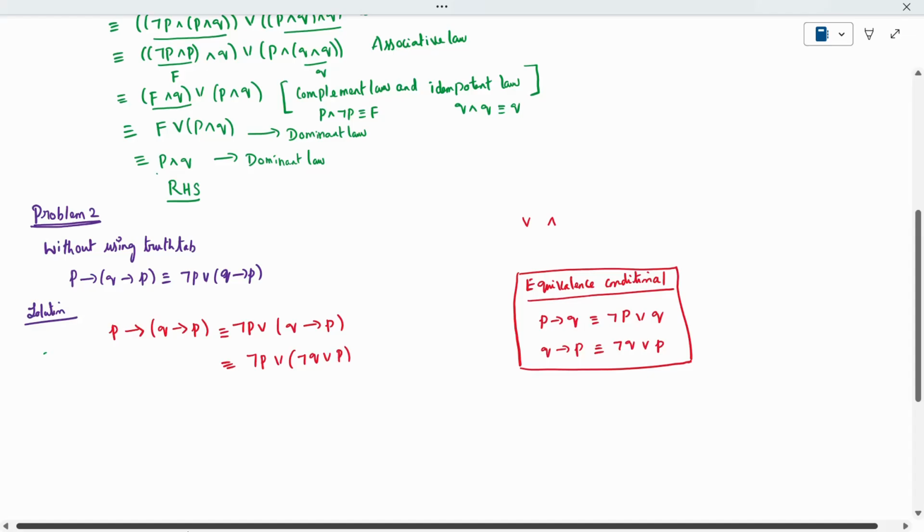Completed. Now apply the commutative and associative laws. Commutative first I will apply. Commutative is nothing but interchanging the symbol. P negation Q. It's the commutative law. Next, I will change this bracket. It is called an associative law.